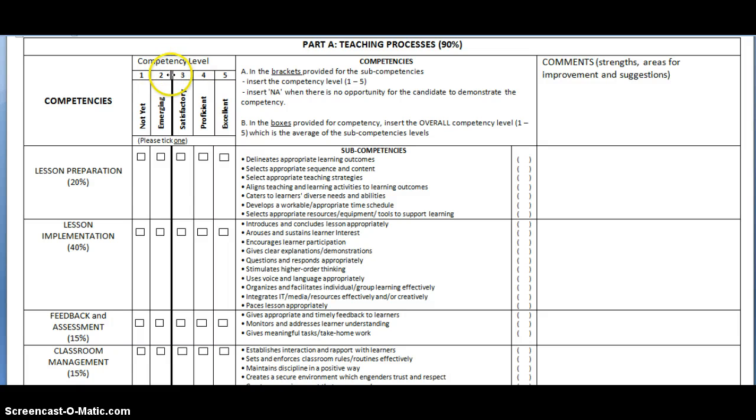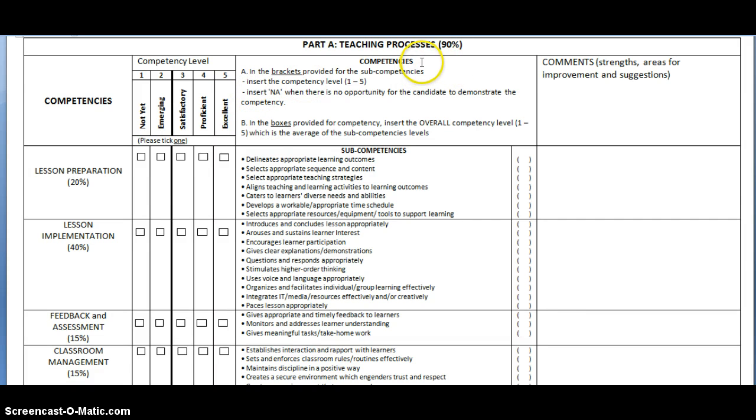So as you can see, here is a bold line. Okay, so 1 and 2, that means you're not there. You haven't gotten what you have learned. For level 3 satisfactory, level 4 proficient, and level 5 is excellent.